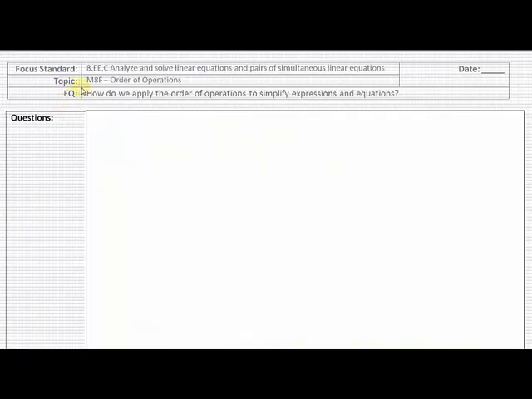Today's topic comes from Math 8 Foundation's Order of Operations, where we are still working on the focus standard from Grade 8 Expressions and Equations on analyzing and solving linear equations and pairs of simultaneous linear equations. Our essential question for today is, how do we apply the order of operations to simplify expressions and equations?